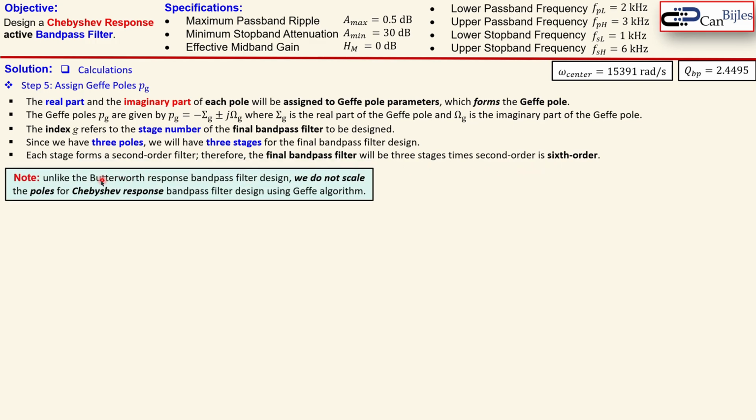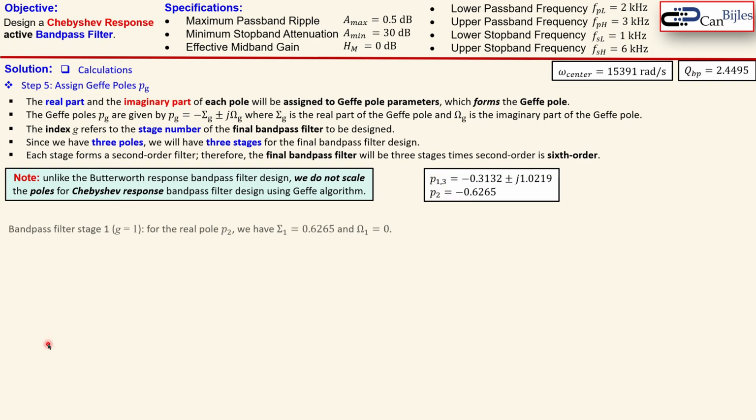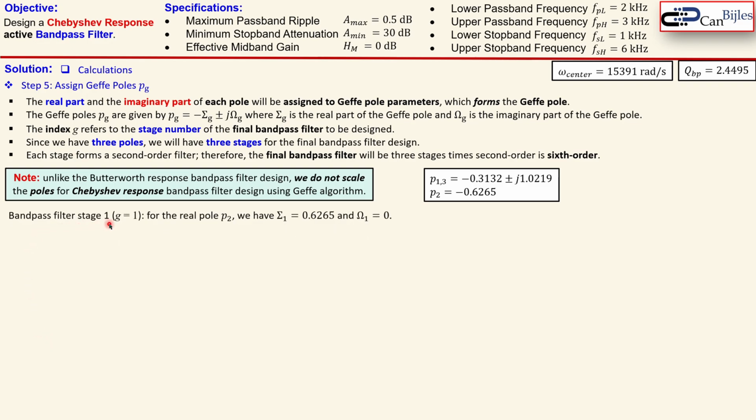Note, there's an important note here. Unlike the Butterworth response, in the design of a bandpass filter using the Geffe algorithm we do not scale the poles of the Chebyshev response. There was a step after this one where we scale the Butterworth response poles. We don't do that here for the Chebyshev response. That's not required.